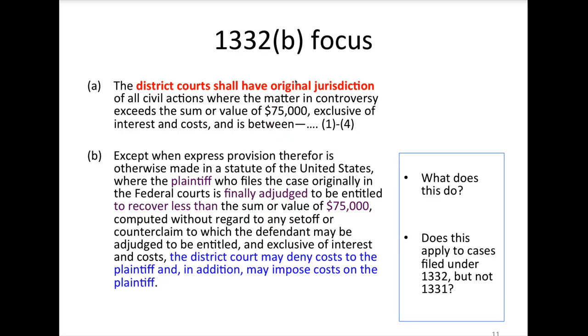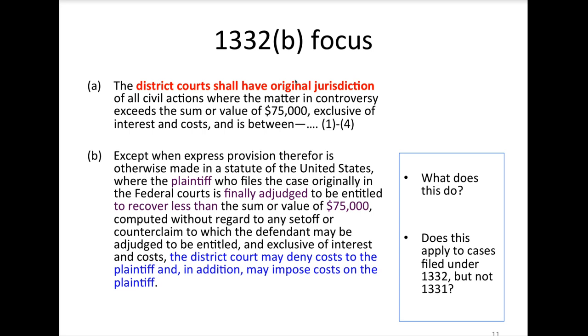Okay? So the last issue of 1332 is B. So one question in your study guide is, what does this provision do? Is this a different type of SMJ, or does it take it away? The short answer is this has nothing to do with removing subject matter jurisdiction. This is about if you have a case that falls under 1332 and it went all the way to trial and the plaintiff won but recovered less than the amount in controversy, they might not get costs.